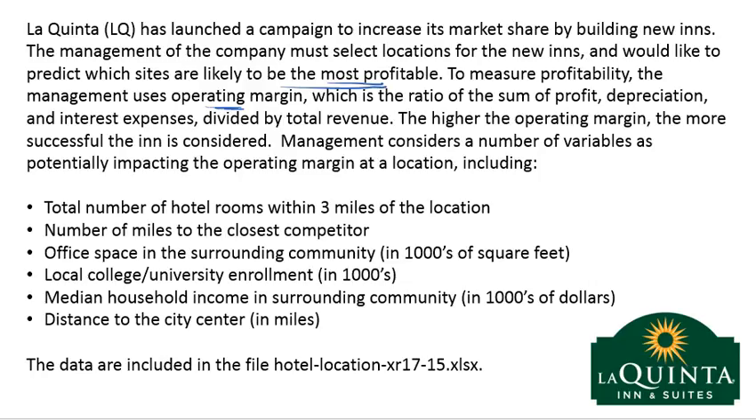I always like to ask people, what's one of these variables that you think might affect operating margin? I think one of the things is the number of hotel rooms, competitors, if you will, within 3 miles of the location. So it's possible that if there are more hotel rooms, that's going to affect your profit margin. The data are included in this hotel location file. It's posted on our Blackboard site. And I have that pulled up in StatCrunch. Let me go to it.